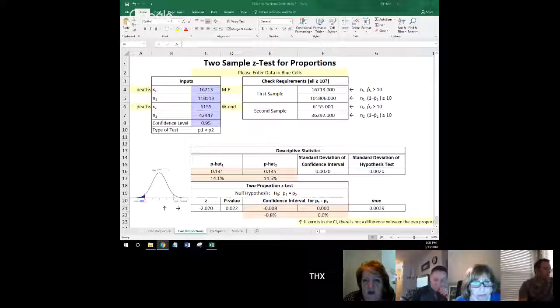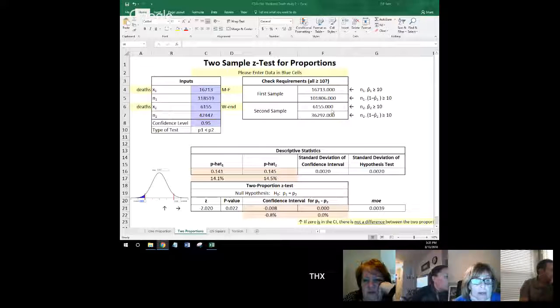Okay, so, oh, we have to check that the conditions for conducting a hypothesis test are satisfied. Yeah, and they're both above 10. Right. That's that upper box towards the middle. Yes, where it says check all requirements. The first sample and the second sample. So they're both, so yes, they have been met. The first is true. Yep.